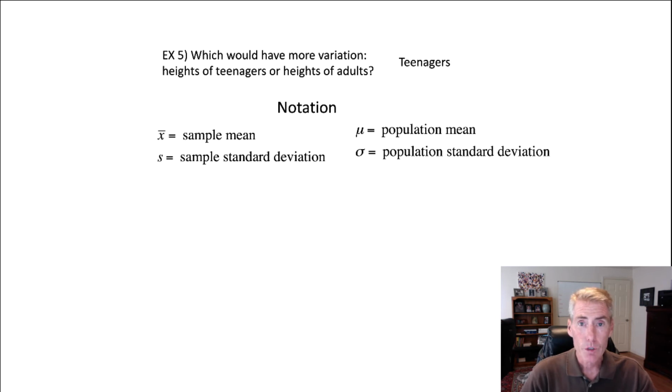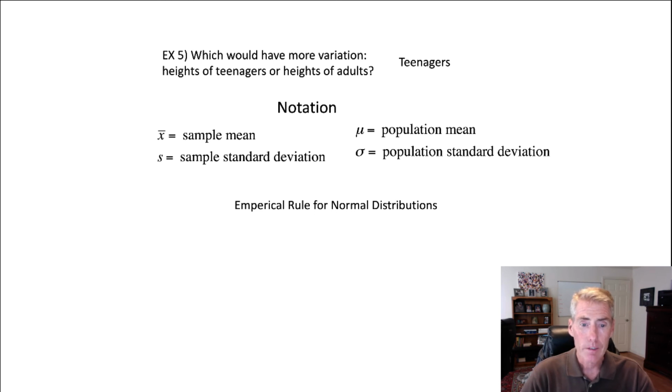But if you went out to everybody in the United States and found everybody's height and found the average, that would be the population mean, so that's mu. And this letter right here is sigma. That's the population standard deviation, if you knew the information from everybody in the whole population. So that notation we'll be using quite a bit.